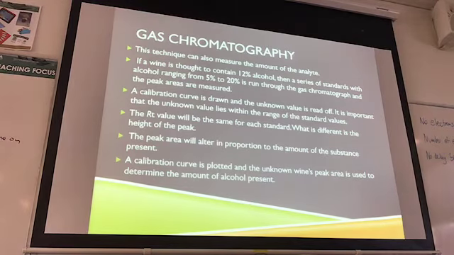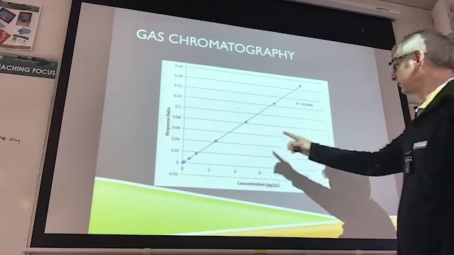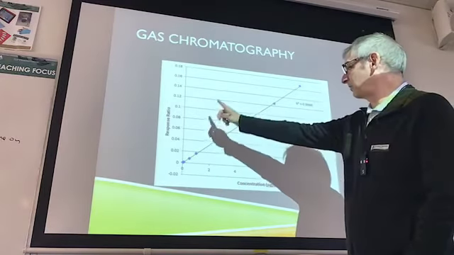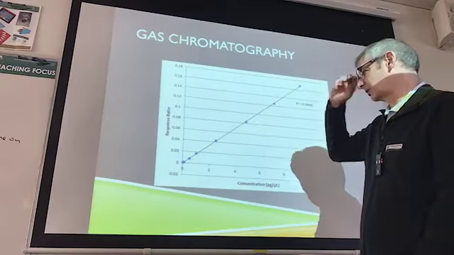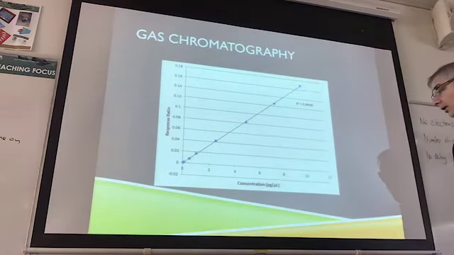And then you can plot that up on a graph, much like we did with AAS. We had a calibration curve, and then from the calibration curve we can work out the unknown. So this is just an example of a calibration curve. You've got your concentration and a response ratio. So you measure your response ratio, which is the peak height, and that will give you the concentration of the particular material that you're trying to work out concentration for.